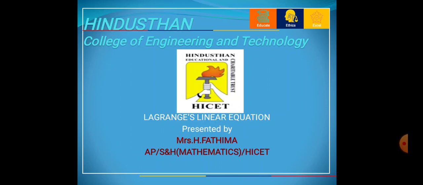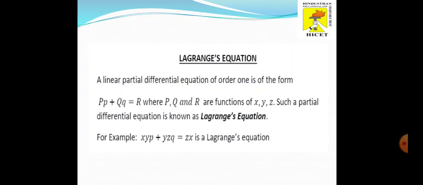In this video, we are going to see how to solve Lagrange's linear equation by using the method of multipliers. A linear equation of the form Pp plus Qq is equal to R, where P, Q and R are functions of x, y, z, is called a Lagrange's linear equation.